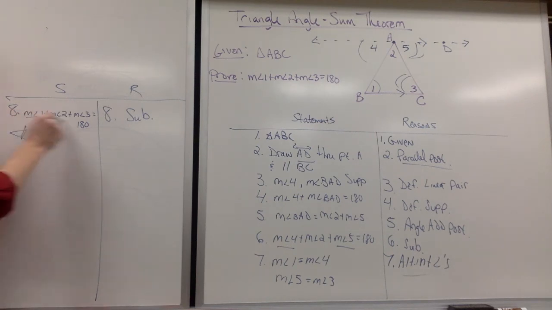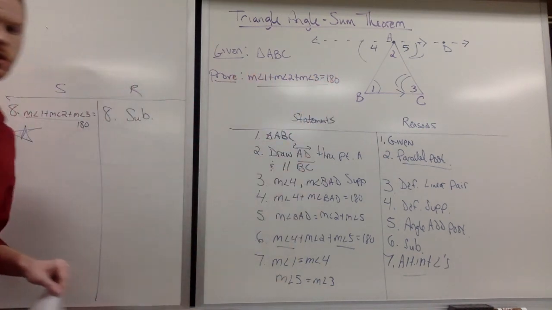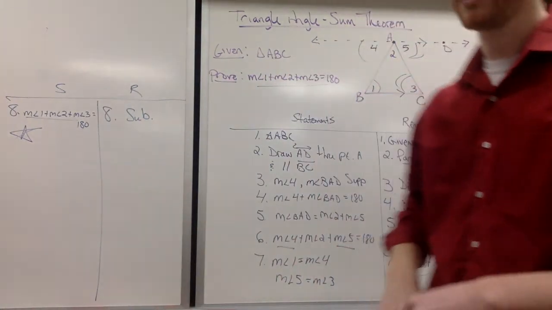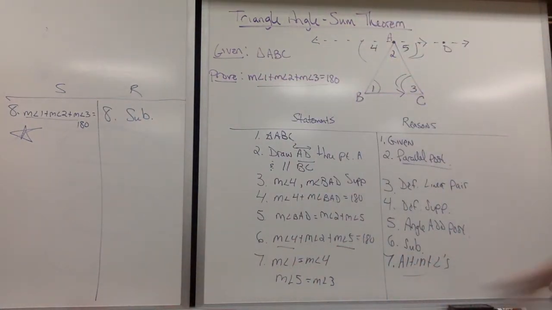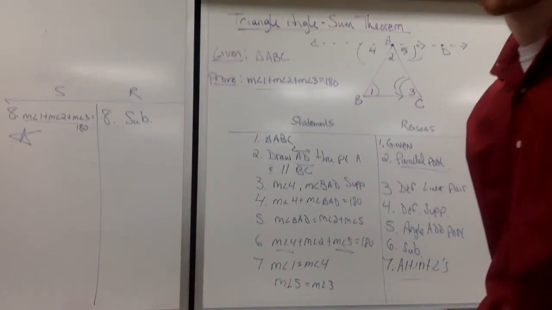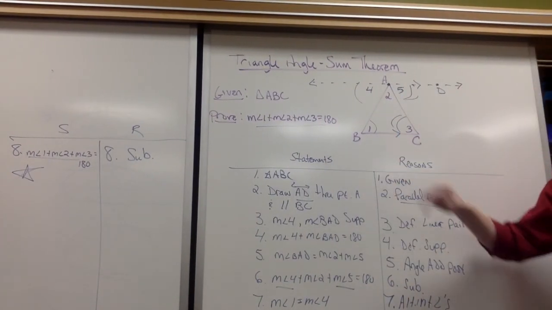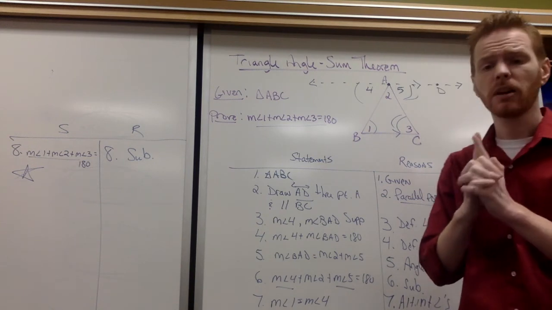I just proved that there are 180 degrees in a triangle. Now, you're probably thinking this too. You're like, well, wait a minute. Why does this work for all triangles? Because it seems like we just made it specifically for this little acute triangle here. I get that.